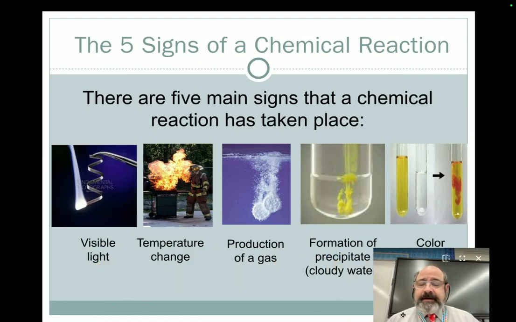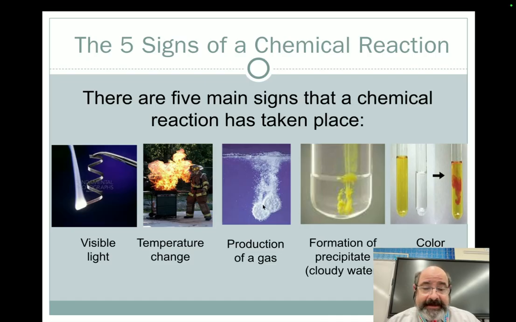Okay, so number one, does it give off light? That's a sign. Just because it's a sign doesn't mean it's a chemical change. If I turn the lights on, that is not a chemical change. But burning something is. Temperature change, that is fire. That is most definitely a temperature change, and that is definitely a sign of a chemical change.